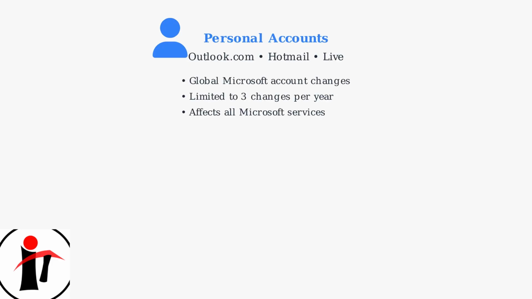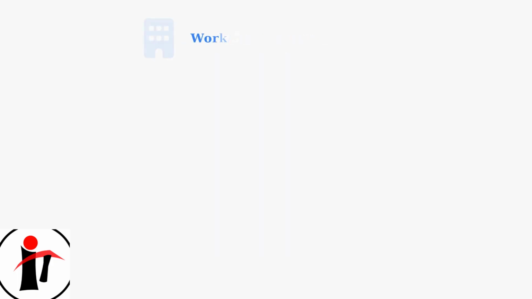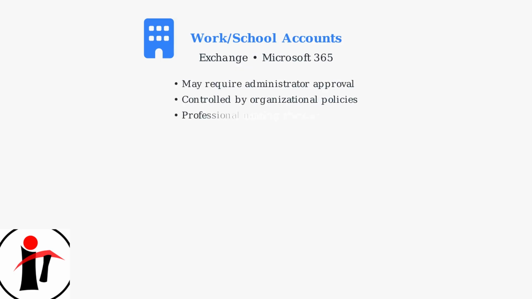Now let's look at how display name changes work differently depending on your account type. There are three main categories of Outlook accounts, each with distinct behaviors. Personal accounts, including Outlook.com, Hotmail, and Live accounts, have global display name changes that affect your entire Microsoft account. However, for security reasons, you're limited to only 3 display name changes per year. Work or school accounts using Exchange or Microsoft 365 have more restrictions.